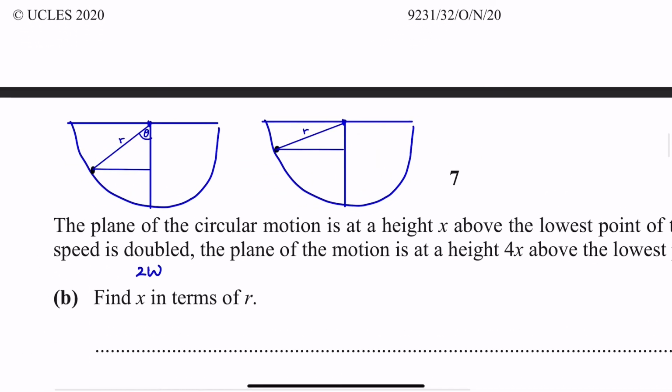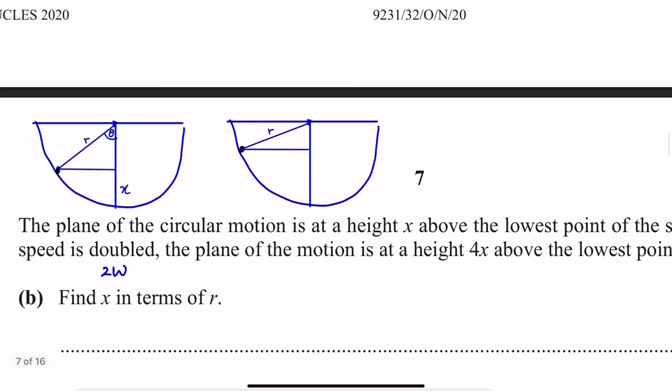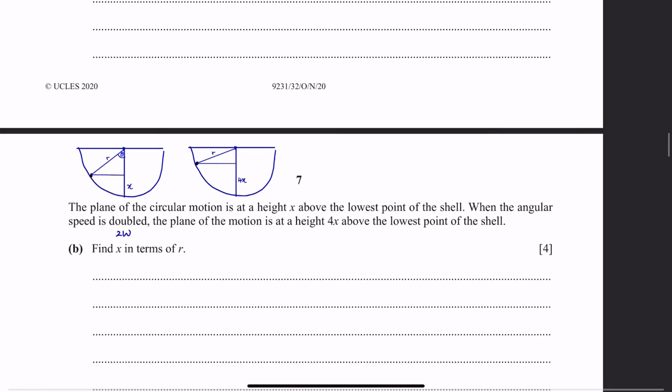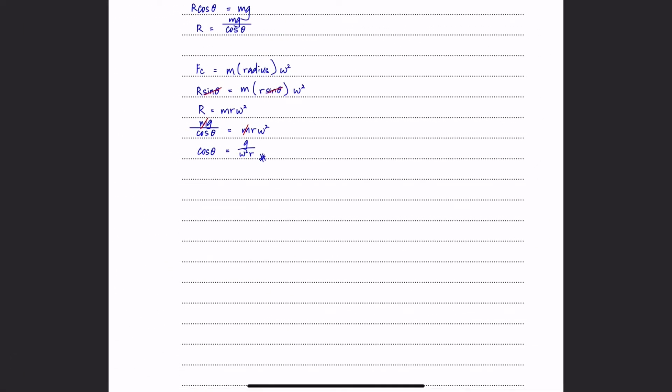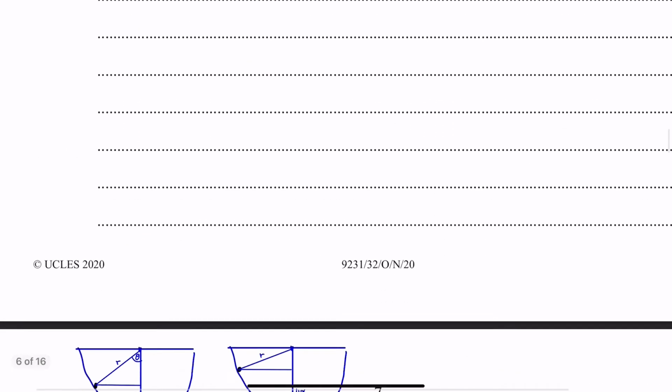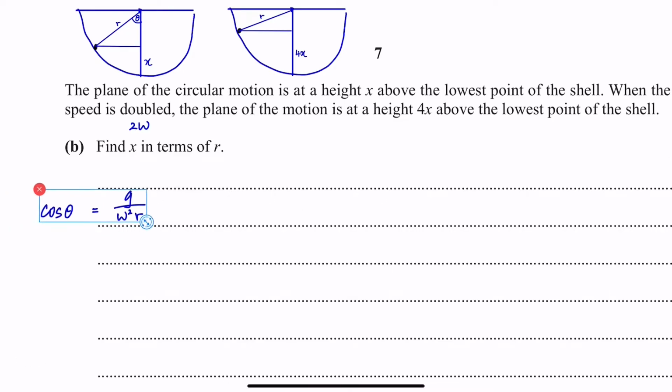It says that originally this height is x, and now this height is 4x, and our angular speed has been doubled. So since our angular speed is doubled, obviously the normal reaction will also be doubled, right? So we cannot use the previous information, but we can use this equation over here, the equation that we just proved just now. Because we cancel out the r, that means it doesn't have an effect.